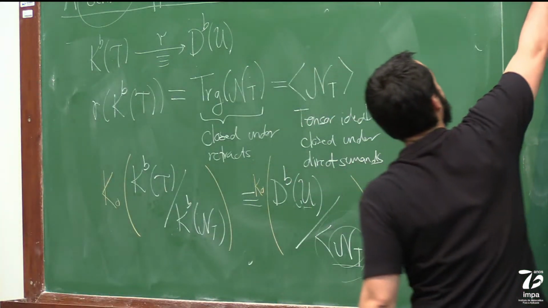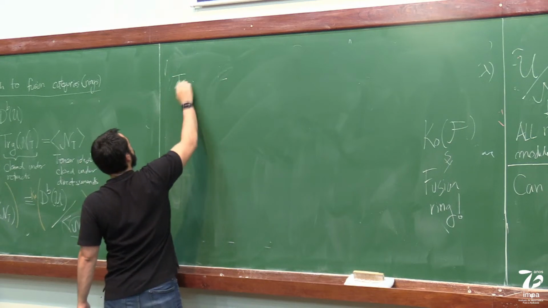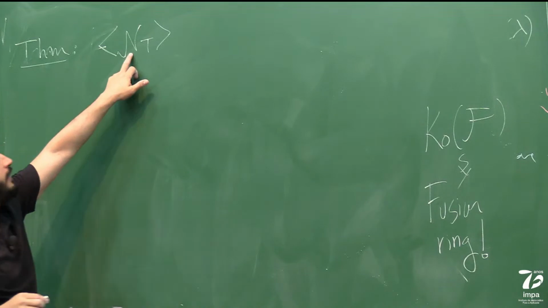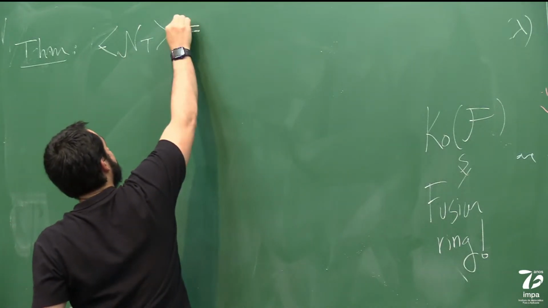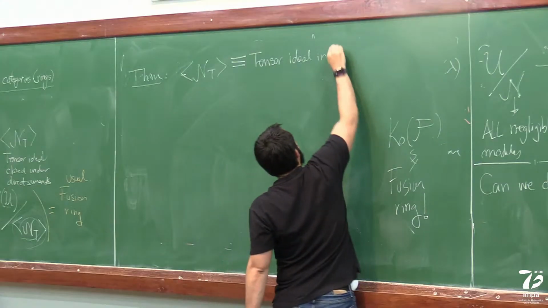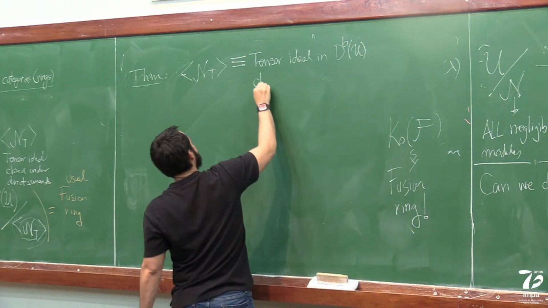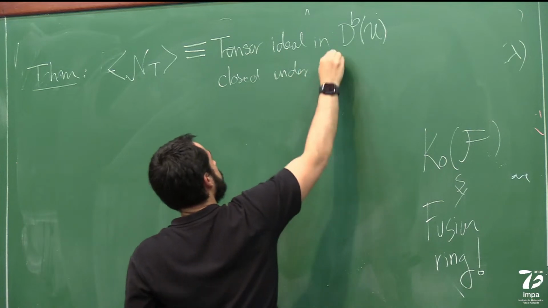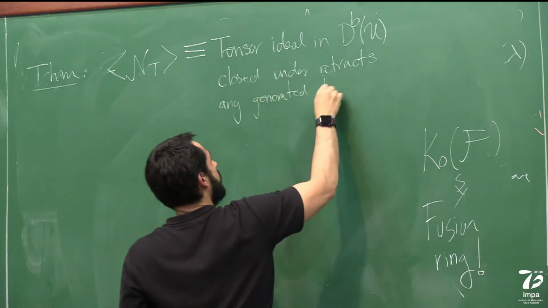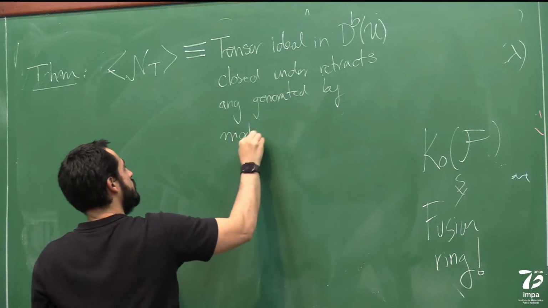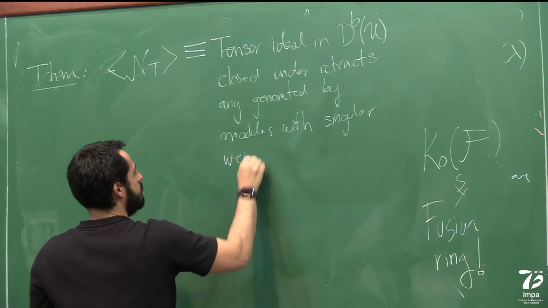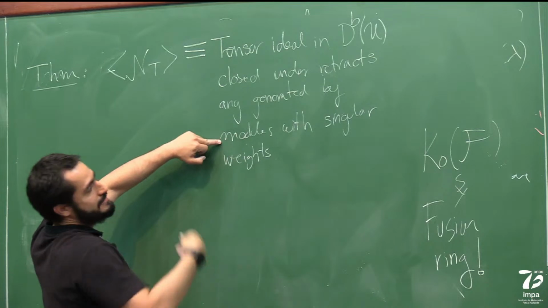In the case of quantum groups, it is possible to prove a theorem that this tensor ideal, which is closed under retracts and generated by all the negligible tilting modules, is equivalent to the tensor ideal in the derived category, closed under retracts, and generated by modules with singular weights. By modules, I can say the simple modules with singular weights.